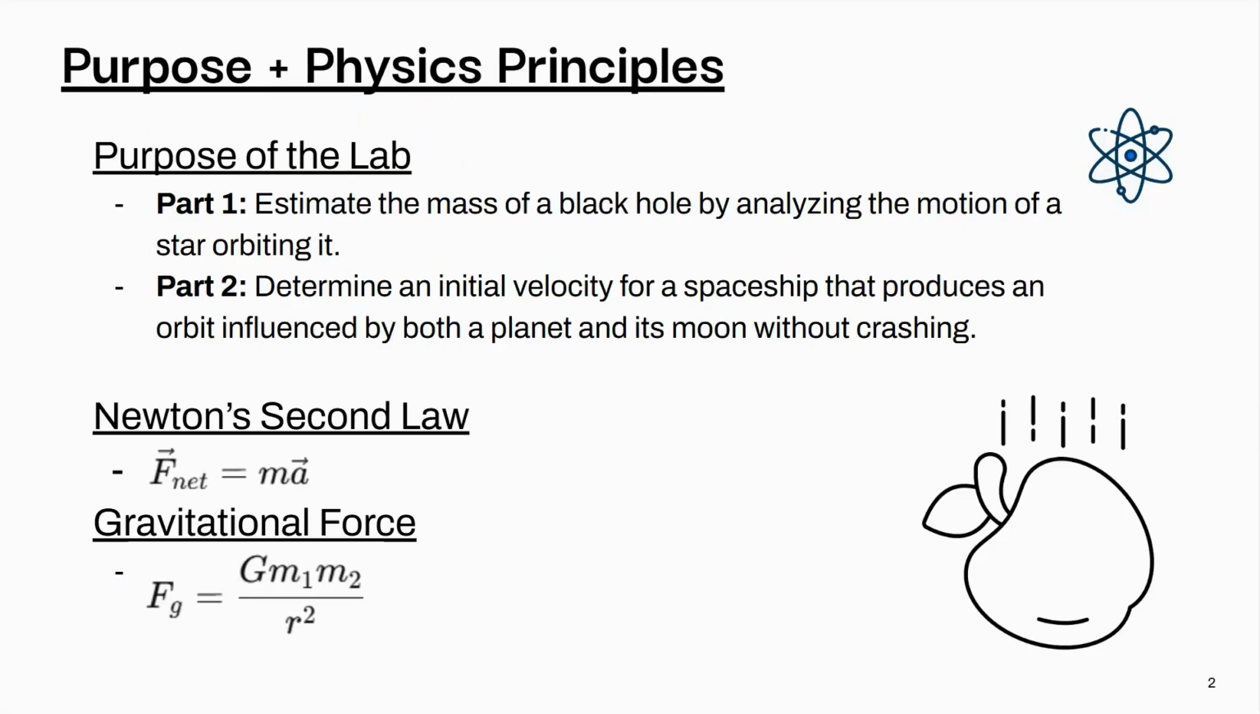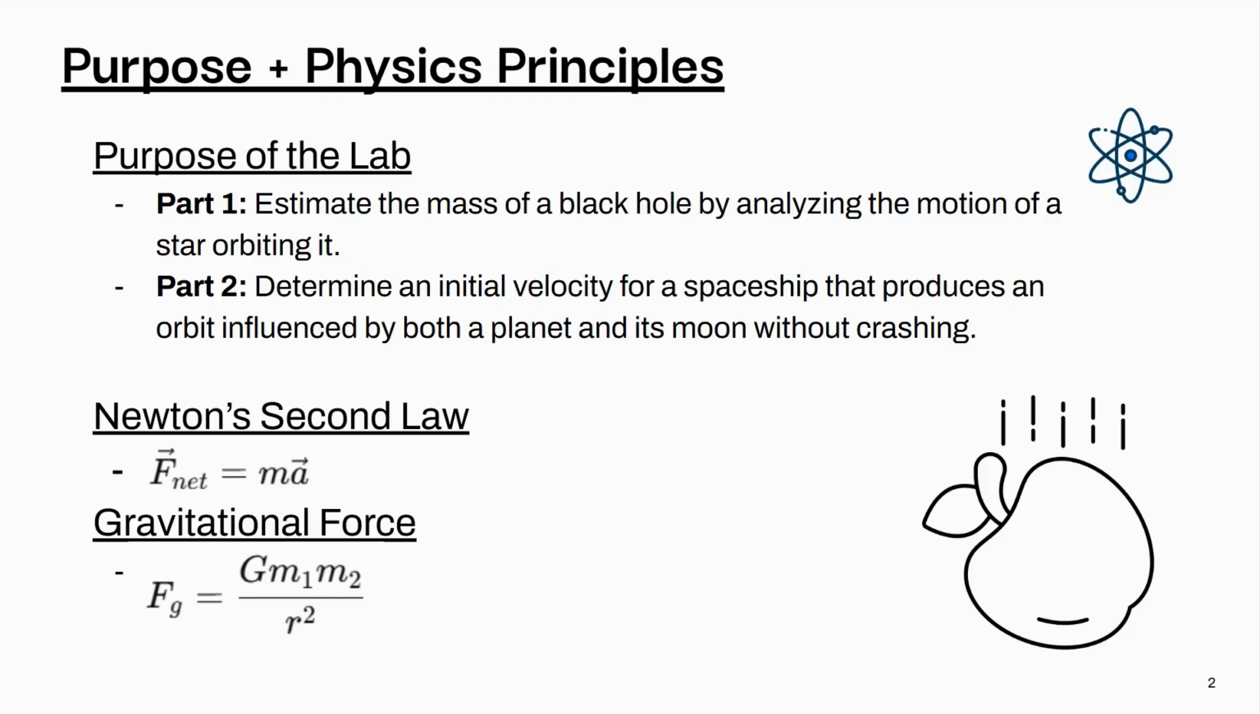The purpose of this lab was to apply gravitational physics and Newton's laws to analyze orbital motion in simulated systems. In part one, the motion of a star orbiting a black hole was analyzed in order to estimate the mass of the black hole. In part two, the goal was to determine an initial velocity that would allow a spaceship to move in an orbit influenced by both a planet and its moon without crashing.